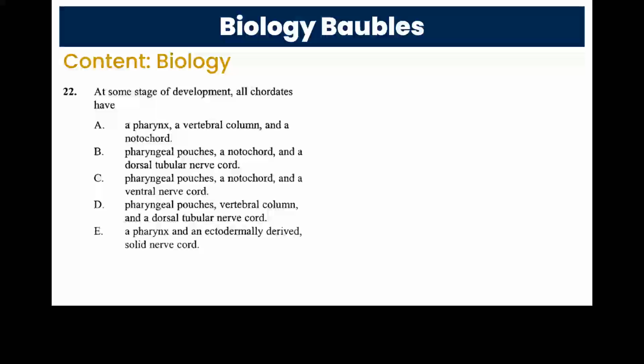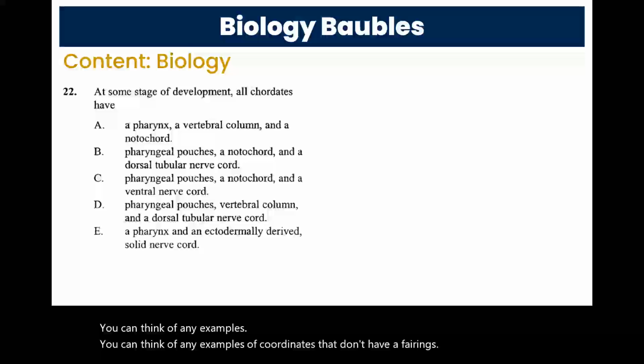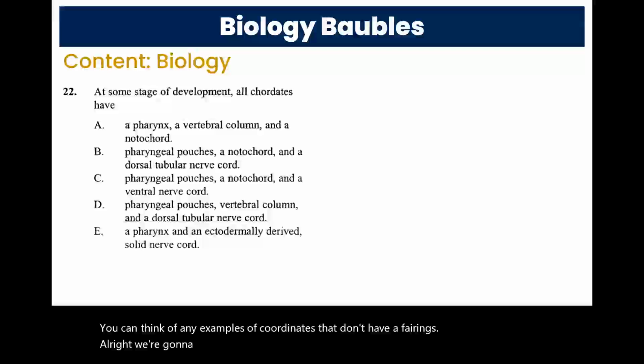Anybody else besides Farhad here have a thought on that? So all chordates have a pharynx. You can't think of any examples of chordates that don't have a pharynx? All right, we're going to keep it then. So we're not going to get rid of pharynx.